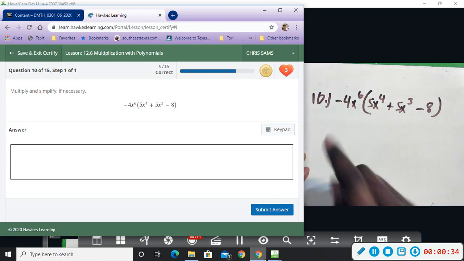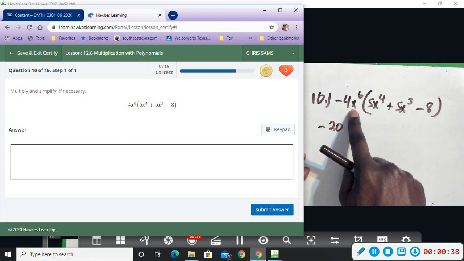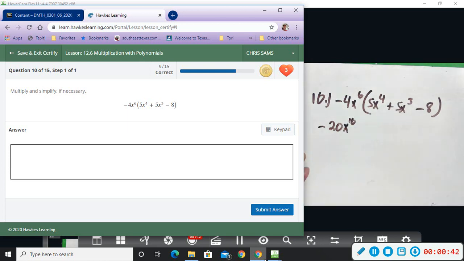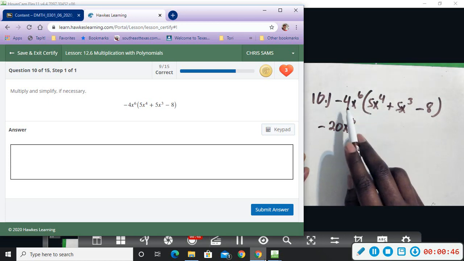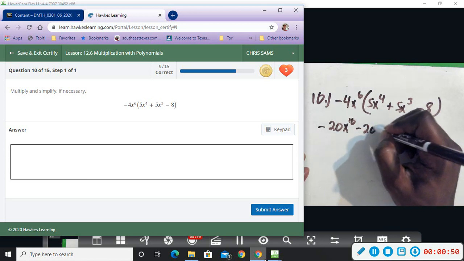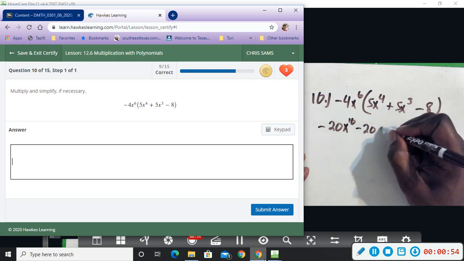So negative 4 and 5 gives me a negative 20. And then 6 plus 4 gives me 10, so x to the 10th is what we have. Always add exponents when you're multiplying with the same base. Now negative 4 and 5 is still a negative 20, and this time we have 6 plus 3. That will give me x to the 9th.